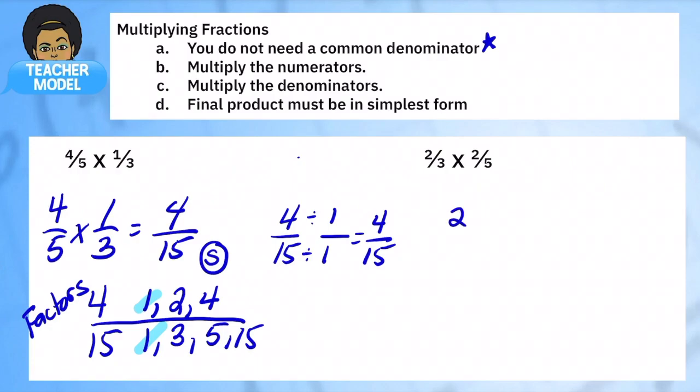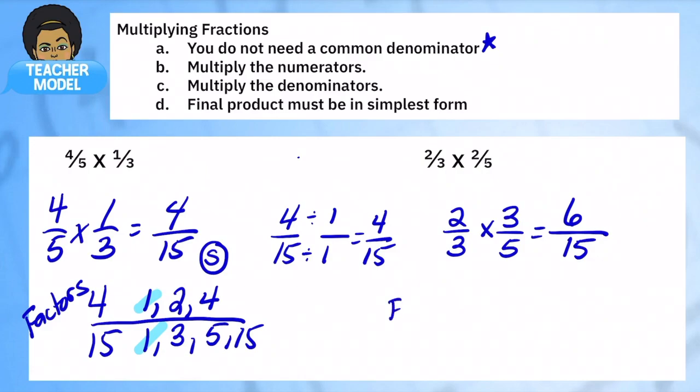And I'm going to change my problem just a little bit. I'm going to do 2/3 times 3/5. So again, look up at the notes. We're going to multiply our numerators. 2 times 3 makes 6. Our denominators. 3 times 5 makes 15. So we have a product. Now we're going to simplify.